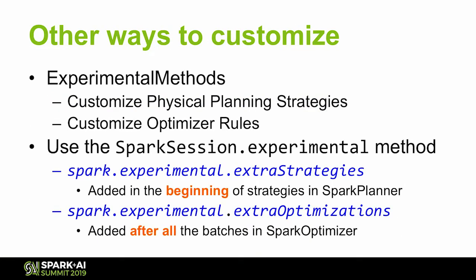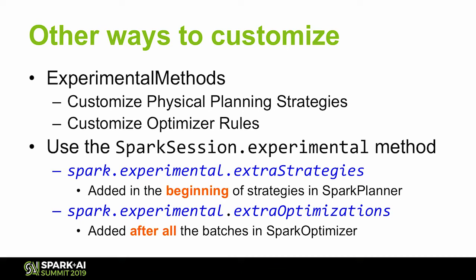Next, I want to talk about some of the other ways that you can customize Spark. Before the extension points API was introduced, there is this experimental methods class that lets you customize two things. You can customize the optimizer rules, and you can customize the physical planning strategies. The way you would go about doing this is the Spark session has an experimental method that gives you a handle to the experimental methods object.